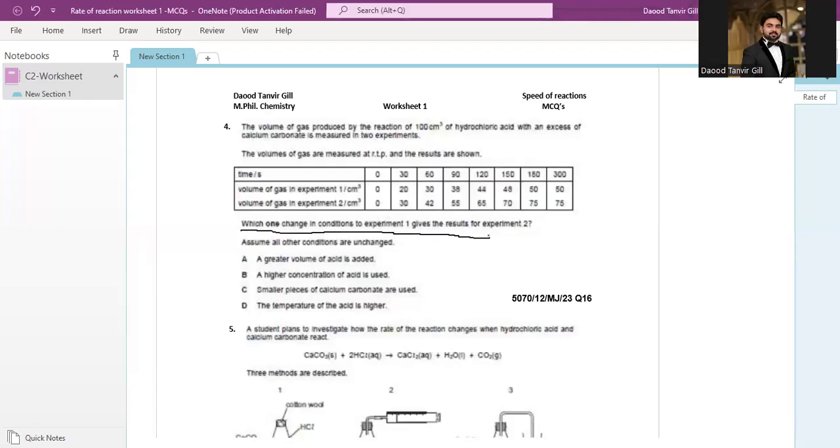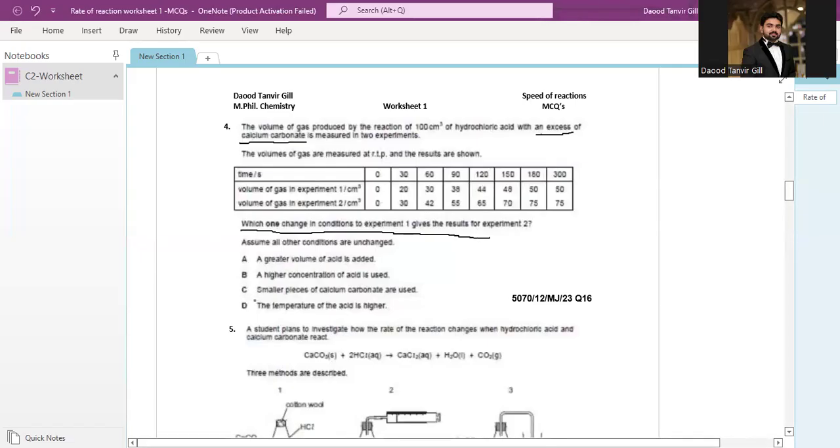But if we change the concentration of acid, yes, this will definitely have a huge impact on the volume of gas, because by changing the concentration, we are basically changing the moles. And since you know that the calcium carbonate is in excess, the limiting reagent in this case is the acid. So the moles of acid are very crucial for determining the volume of gas. So yes, this will have a major impact on the volume of gas.